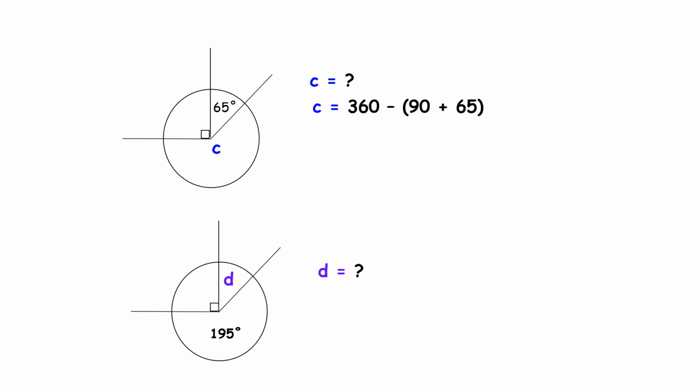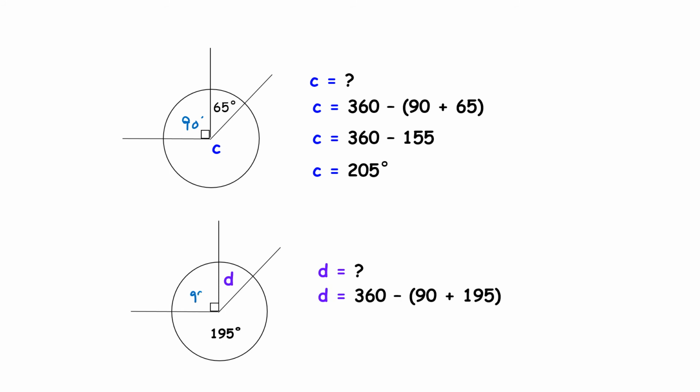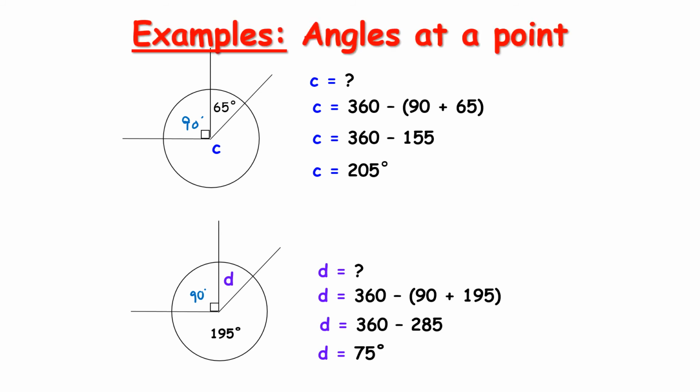So then we have this one here. It's 90 degrees plus 65, that's 155. So that gives us an answer of 205 degrees. And here we have again 90 degrees plus 195, that's 285. So 360 minus 285, that's 75 degrees.